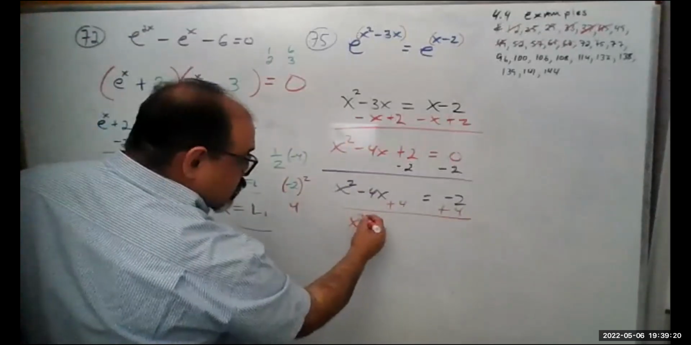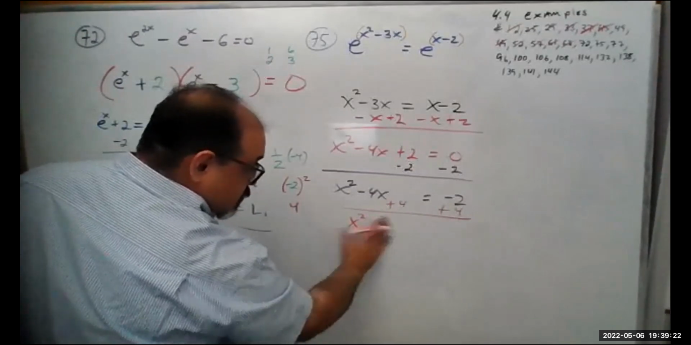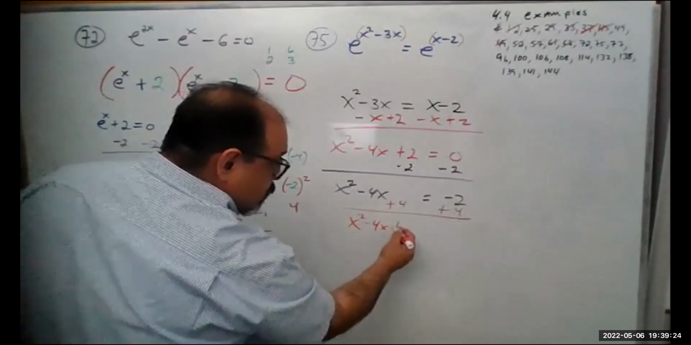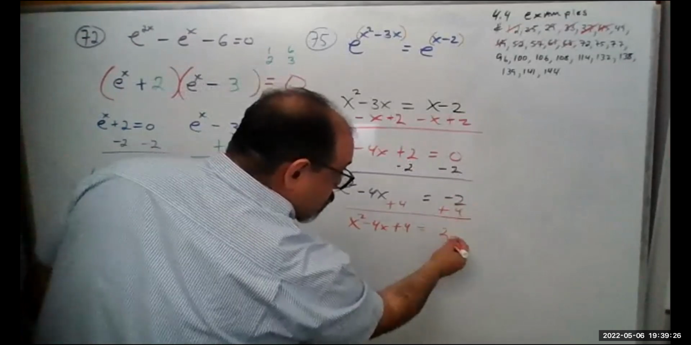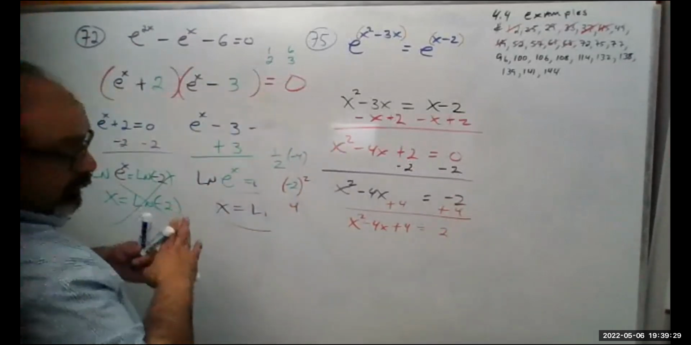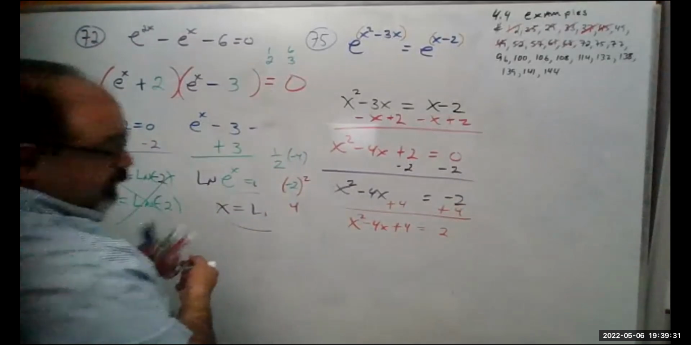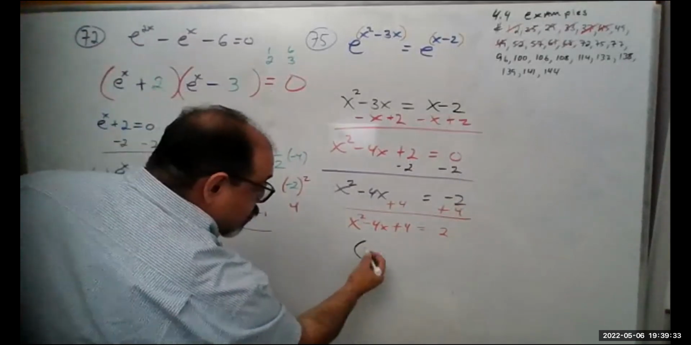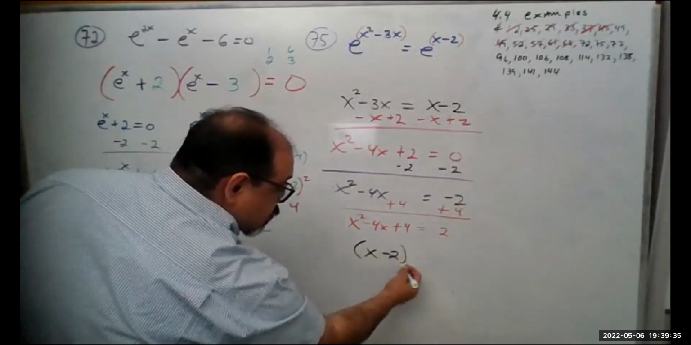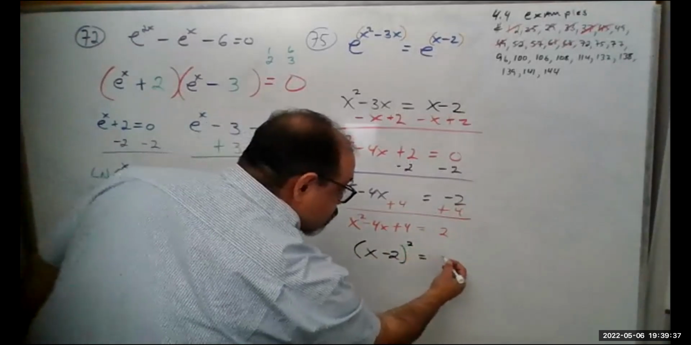So I get x squared minus 4x plus 4 is equal to 2. This is now a perfect square over here on the left. So you factor this into x minus 2 perfect square equals 2.